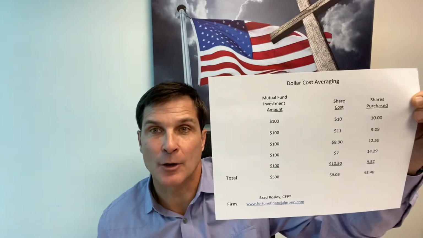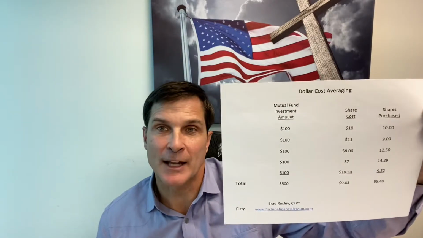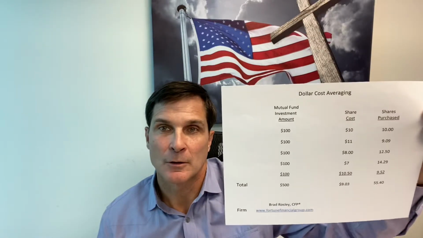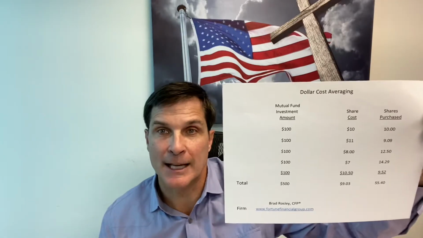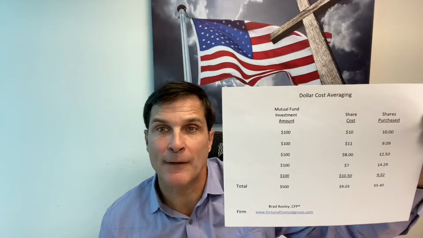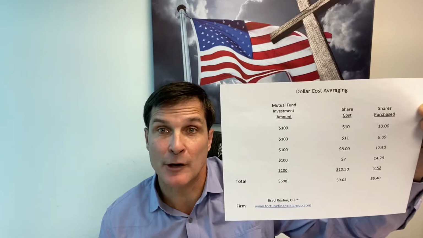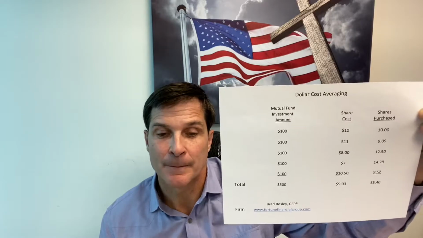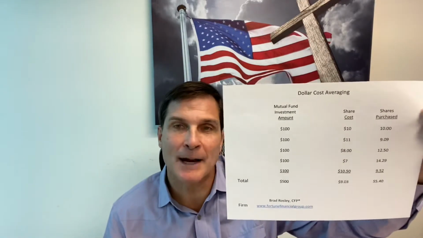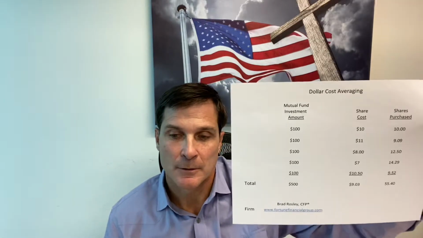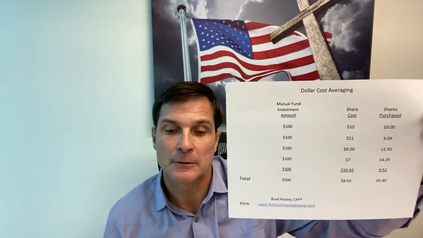Then the market crash hits. And now our mutual fund's down to $8 a share. Well, the only thing good about that is now our $100 at $8 a share is buying us 12.5 shares, which is a lot more than we were able to get with $100 when the price was higher. The market fell even further. Your share price went down even more. Now I'm buying at $7. Well, that gives me over 14 shares on my same $100.